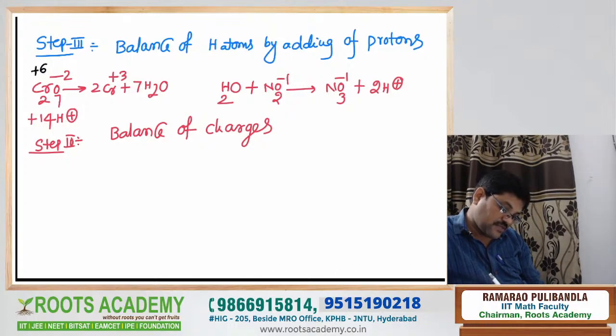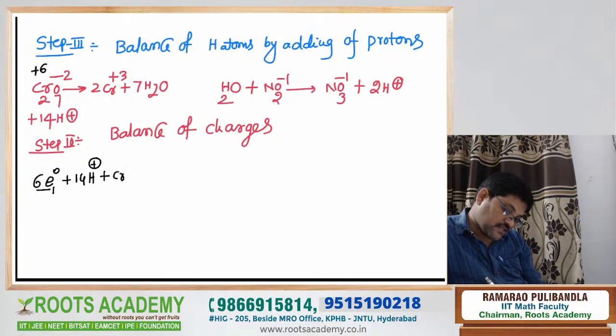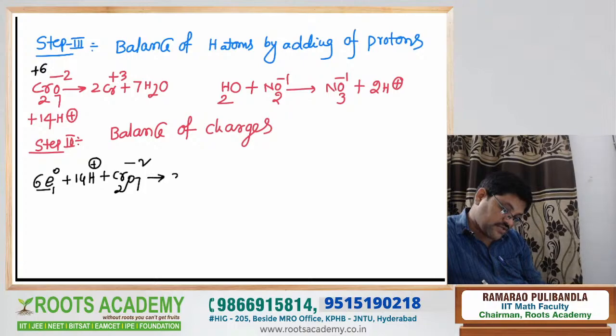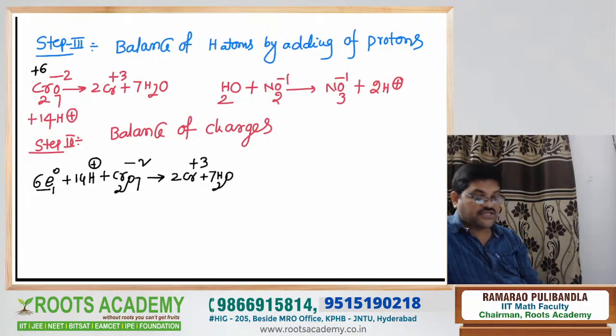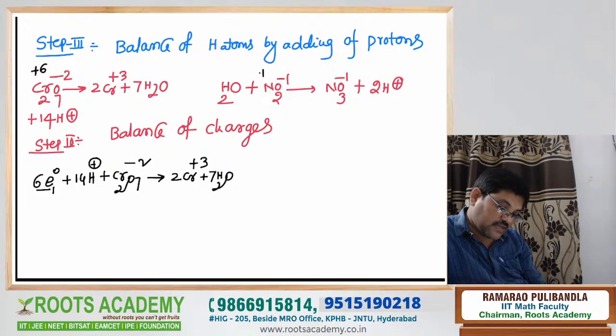Reduction by 6 moles, but that means what you write? 6 moles of electrons plus 14 H plus ions plus Cr2O7 minus 2 gives rise to 2Cr plus 3 plus 7H2O. This is the reduction reaction. Understood? Here nitrogen what state? Plus 3 state. Here nitrogen what state? Plus 5 state. So plus 3 becomes plus 5.